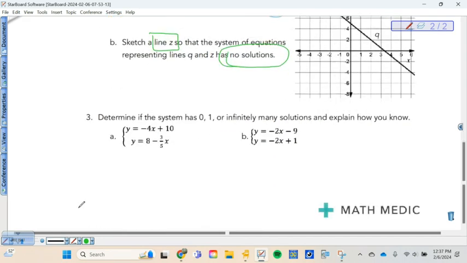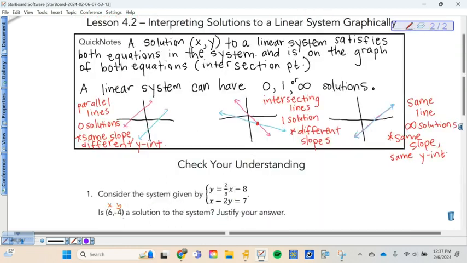And then in number 3, we're deciding, do these have 0, 1, or infinite solutions? So you have 3 answer choices for A and B. Okay, and this information here, same slope, different y-intercept, different slope, same y-intercept, that's going to tell you how many solutions we have. Okay? All right, you've got almost 20 minutes to work.